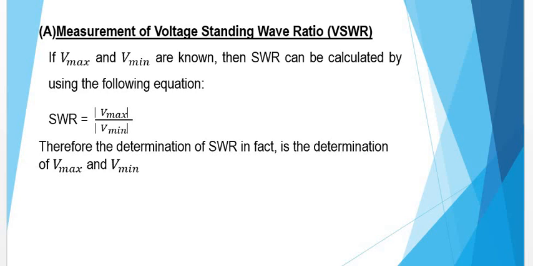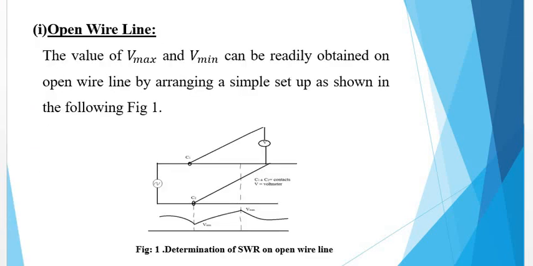Measurement of voltage standing wave ratio, which is represented by VSWR. If the maximum voltage and minimum voltage are known, then the SWR can be calculated by using the equation. Standing wave ratio is the ratio of Vmax to Vmin. Therefore, SWR in fact is the determination of maximum and minimum voltage.